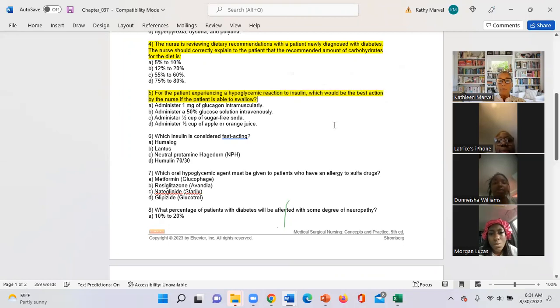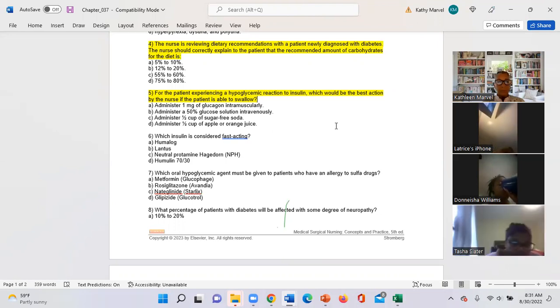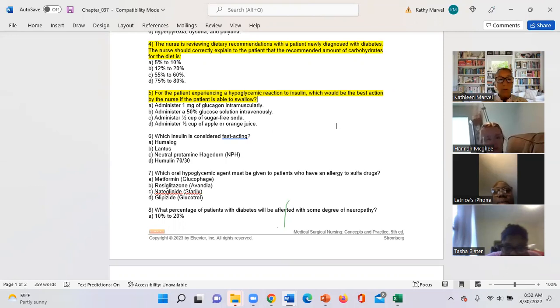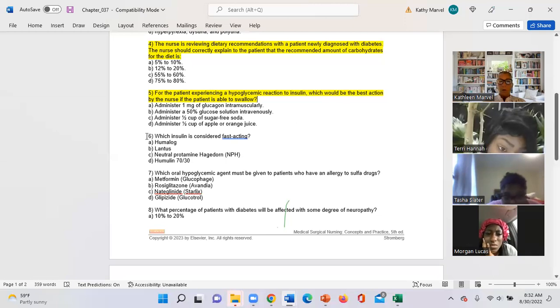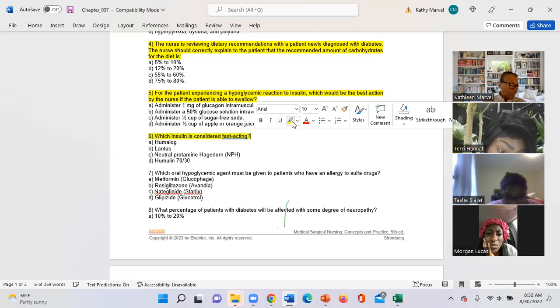Okay, for a patient experiencing hypoglycemia or a hypoglycemic reaction to insulin, what do you do if the patient can't swallow? A. Okay, the answer is D. It says if they can swallow. Oh, swallow. I'm sorry. So what do you do if they can swallow? Then it's D, right? You want to get them some sugar, some orange juice. Okay. Which insulin is considered fast acting?